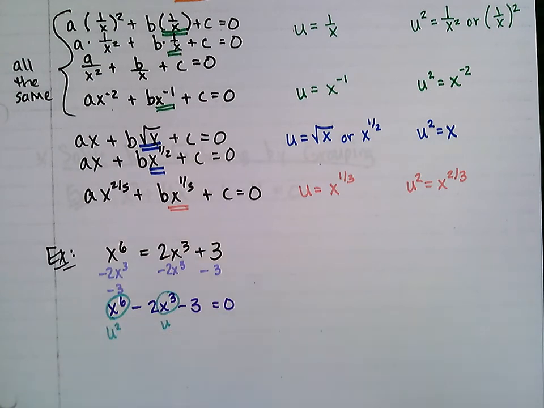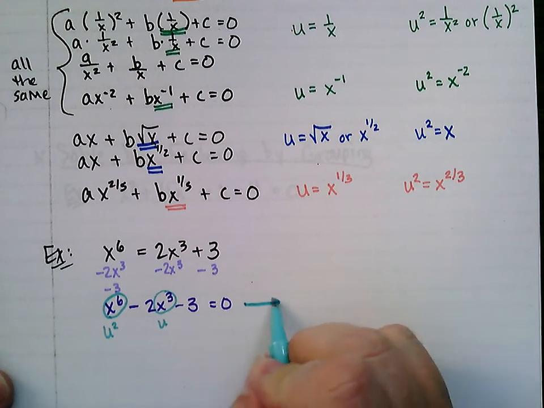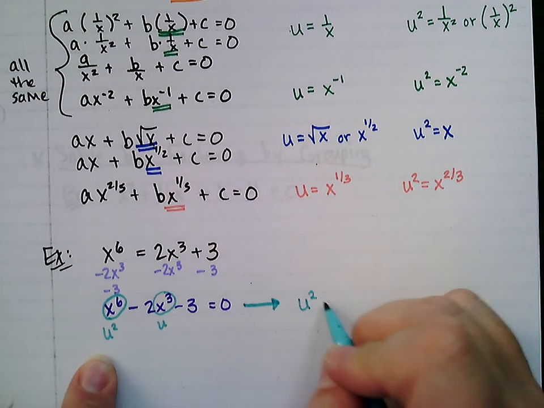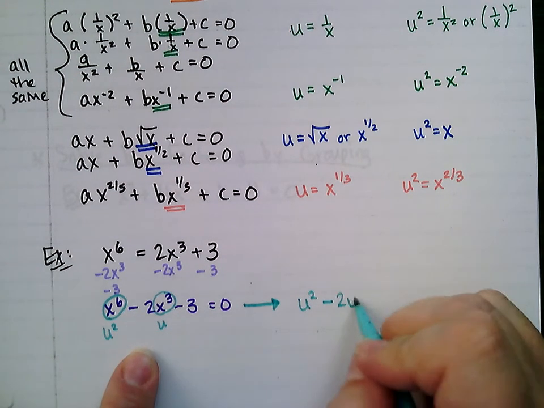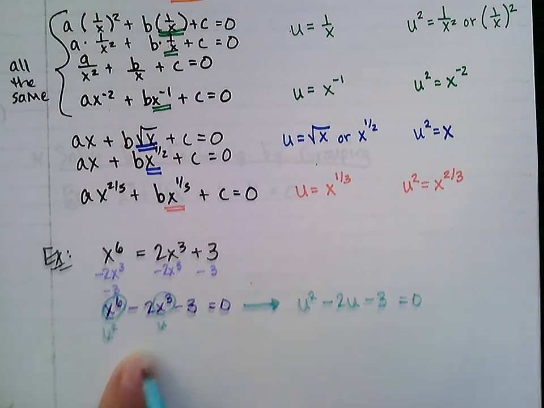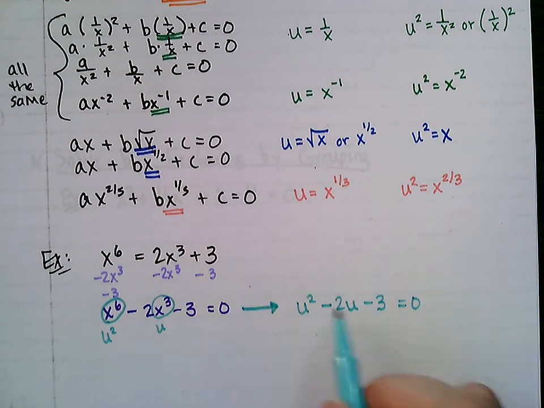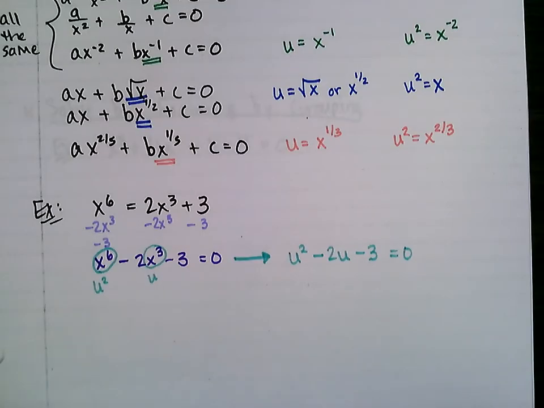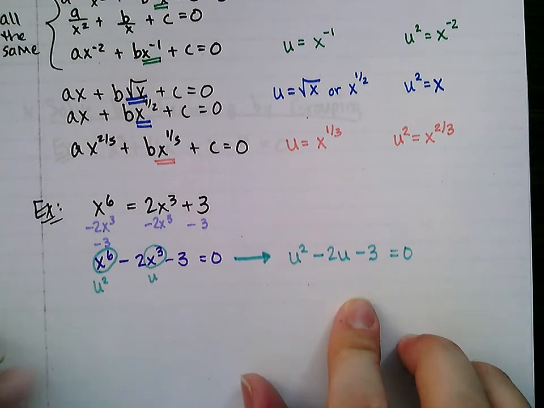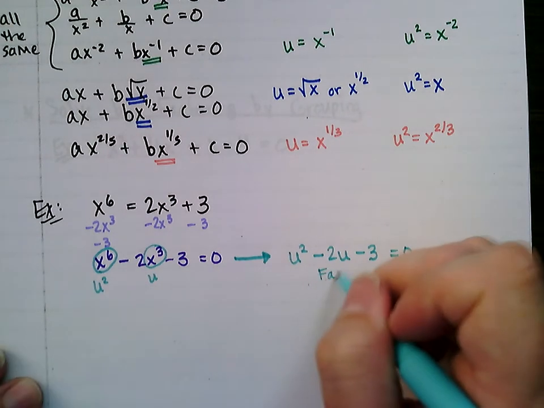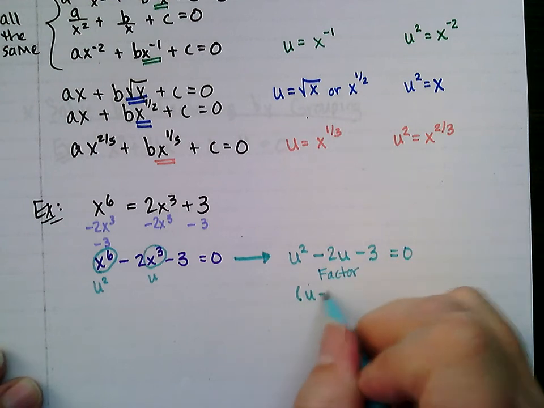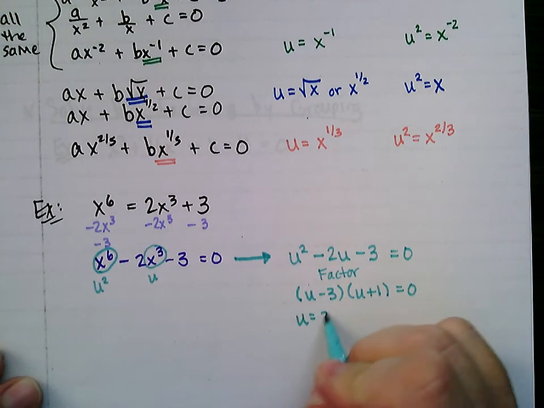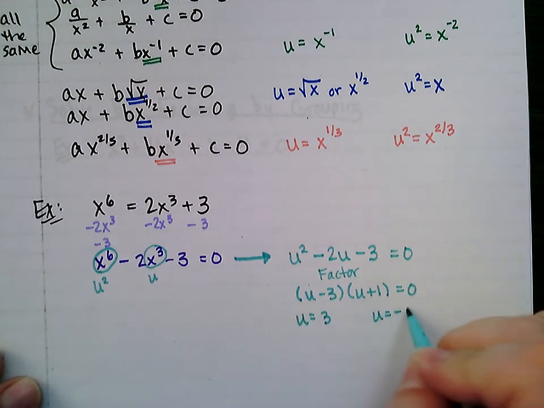with u squared. So now I'm literally just rewriting my equation as u squared minus 2u minus 3 equals 0. So notice that I kept my coefficient, negative 2 stayed with the u, and the x to the 6 didn't have a coefficient, so it just got straight replaced with u squared. Now this little guy can be factored. So I can factor this and solve. It would be u minus 3 times u plus 1. So I get u equals 3 and u equals negative 1.